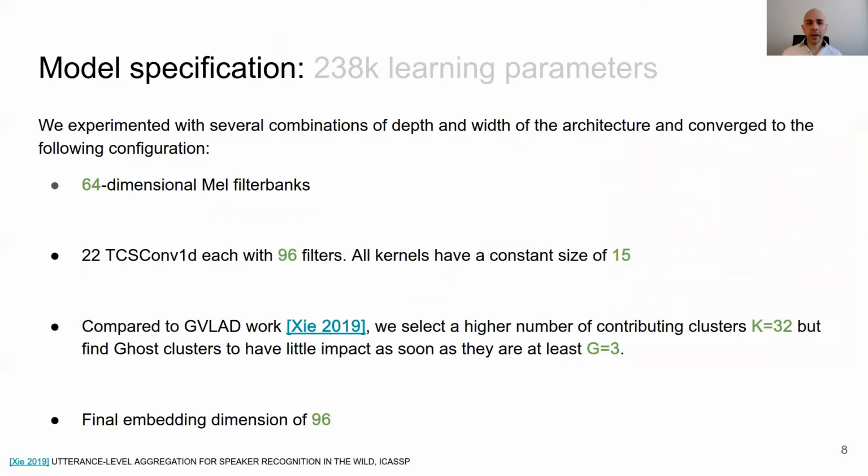Let's take a look at the model specification. As you can see, given our constrained budget, we favored a deep and narrow architecture. Best performances were obtained with a 22-layer deep sequence-wise network. Also, please remark that compared to the GVLAD work from Xie et al. for speaker recognition, we select a higher number of contributing clusters, k equal 32.